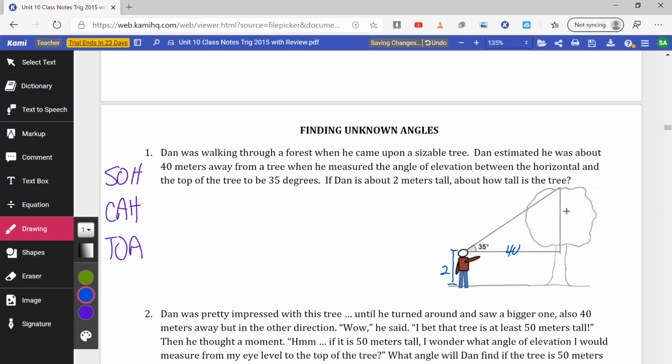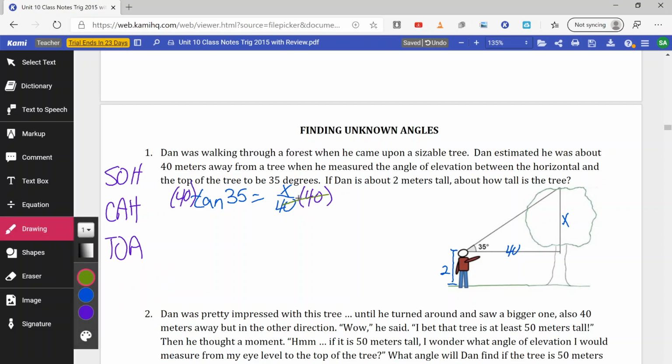What we have to find is the unknown, this side being x. So using our side ratios, we can figure out which of these three trig functions we can use. We have the side opposite and the side adjacent. So opposite and adjacent means we're going to be dealing with tangent. So tangent of 35 degrees is equal to our unknown x over our adjacent side 40. To figure out x, we just multiply both sides by 40.